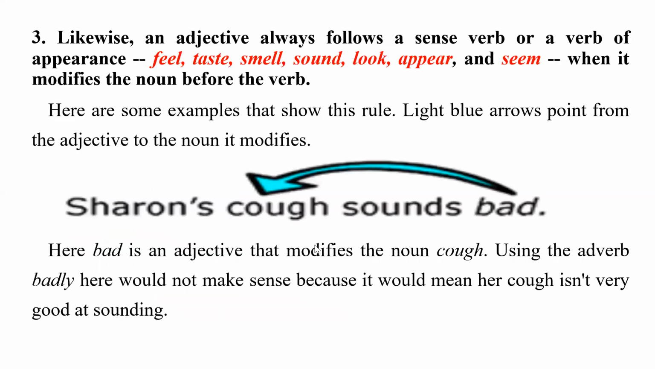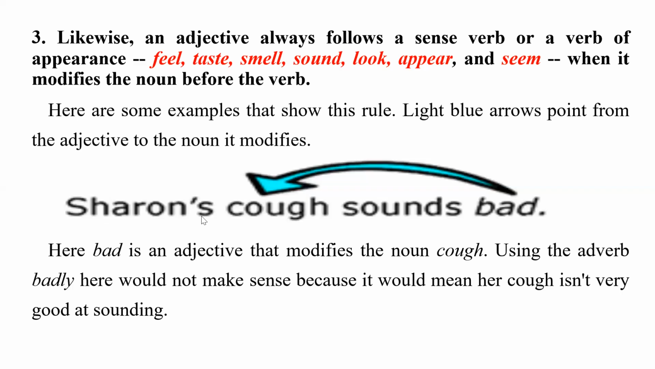Three. Likewise, an adjective always follows a sense verb or a verb of appearance: feel, taste, smell, sound, look, appear, and seem, when it modifies the noun before the verb. I think everyone learns this already in the first semester, what we call linking verbs. So the adjective follows these linking verbs or sense verbs. Here are some examples that show this rule. Like below, the arrow points from the adjective to the noun it modifies.